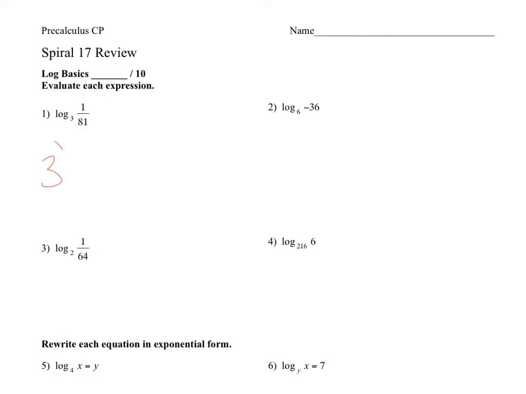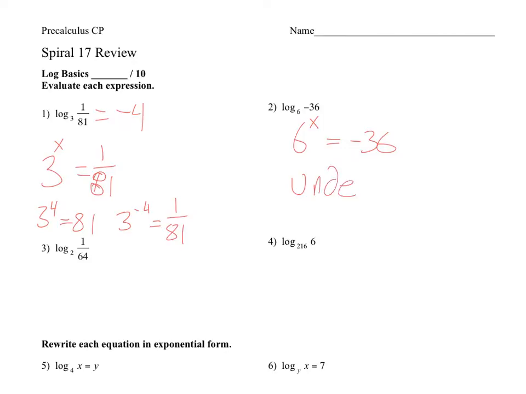First thing I'd like to do is to set this up as an exponential. And I might recognize that 3 to the 4th is 81. 3 to the negative 4th is 1 over 81. So therefore the answer here is negative 4. For number 2, we're looking at 6 to the x equals negative 36. There is no number that would make this true, so this is an undefined value.